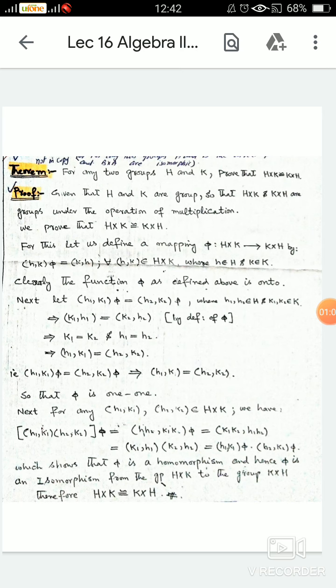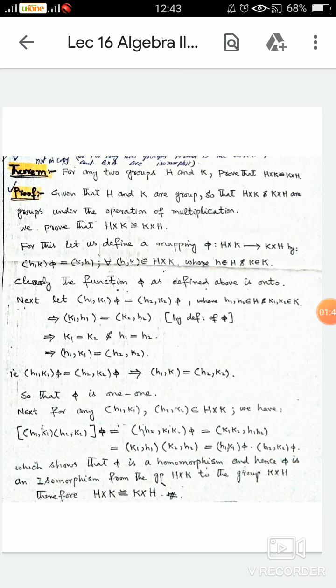Because H cross K is the domain under phi, we take an element from H cross K, which is represented by the ordered pair (h, k). The first element h belongs to the subgroup H, and the second element k belongs to the subgroup K. Clearly the function phi as defined above is onto.